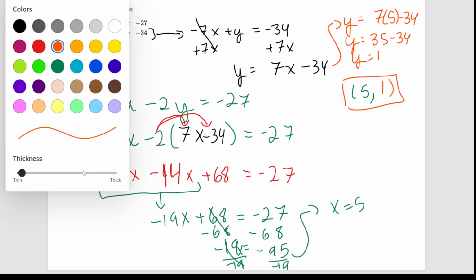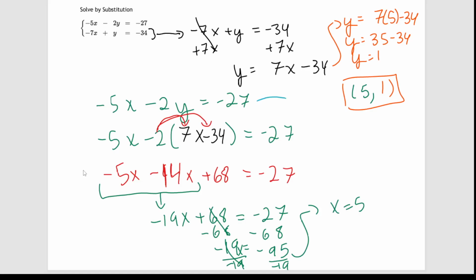It might be worth double checking that solution by plugging both coordinates back into my other equation. So that'd be negative 5 times positive 5 minus 2 times 1 equals negative 27. Negative 5 times positive 5 is negative 25. Negative 2 times 1 is negative 2. And negative 25 minus 2 does indeed get me negative 27. So I know I just did it right because when I checked my work, it came out nicely.